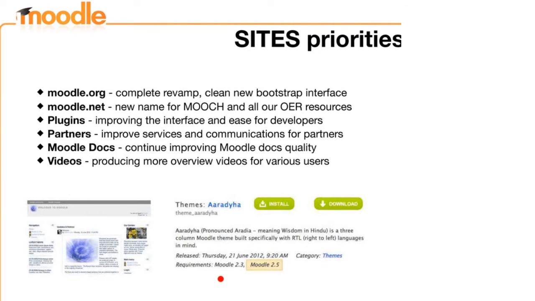So a bunch of stuff already. A lot of it's done. It's just you can't see it yet. Once the theme's done, it should look a lot more Moodle. Moodle.net is the new name for Moodle.net. You probably noticed.